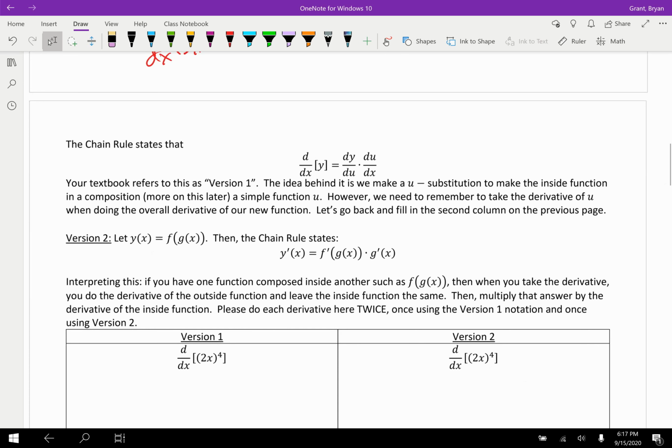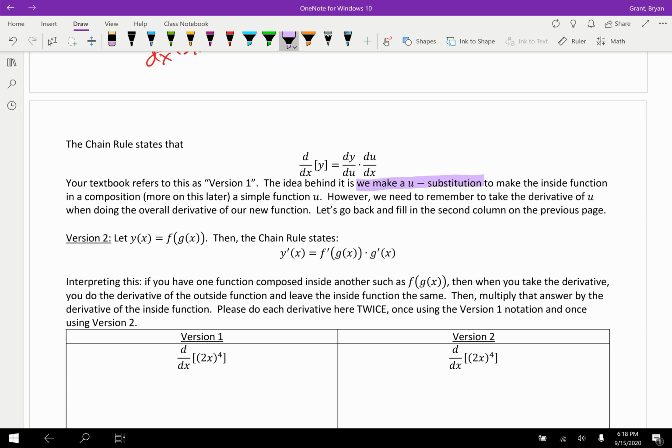This says, if you take the derivative of some function y, then the derivative is going to be the derivative of y with respect to u times the derivative of u with respect to x. Now, what does that actually mean? Well, where is u coming from? We're taking the derivative of y with respect to x. Why is u even important? Well, the idea behind this is we're going to make a u substitution to make the inside function in a composition. What do we mean by that? Well, we'll see it in a second.